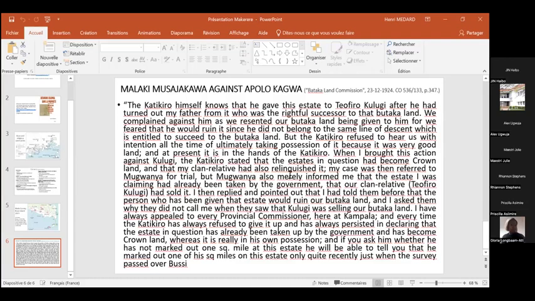When we talk about Buganda, nobody talks about the islands. It's always the mainland. So this is not the usual narrative of Uganda and Buganda, and for that, again, I applaud this kind of work.